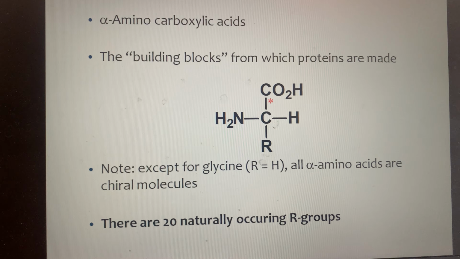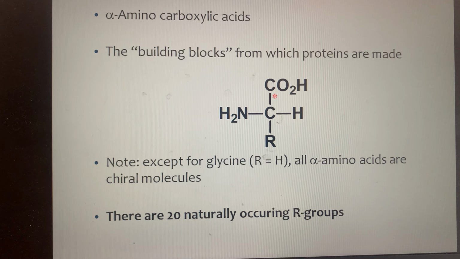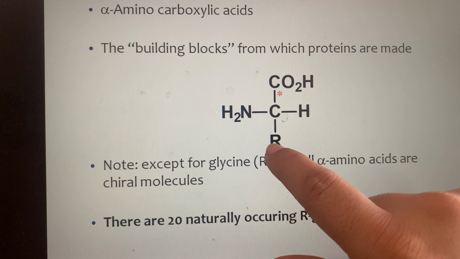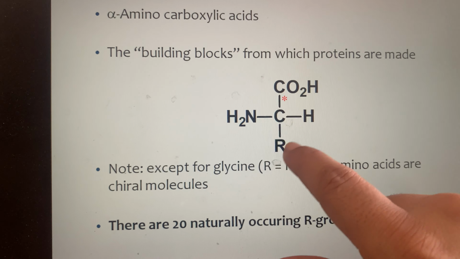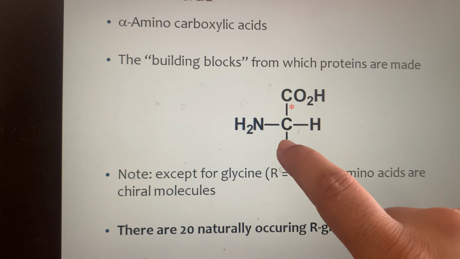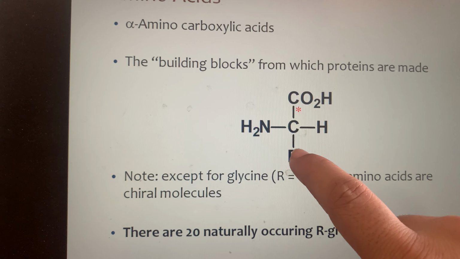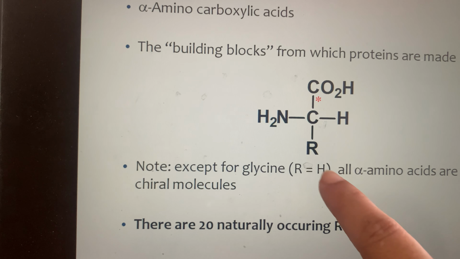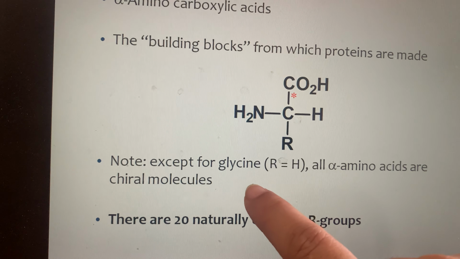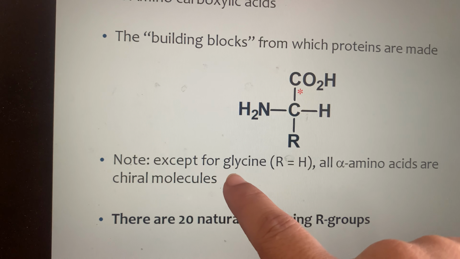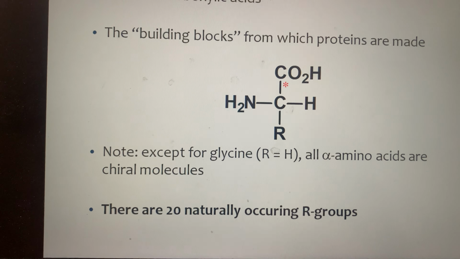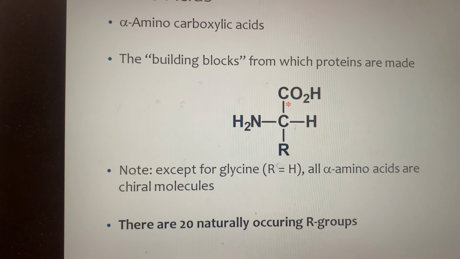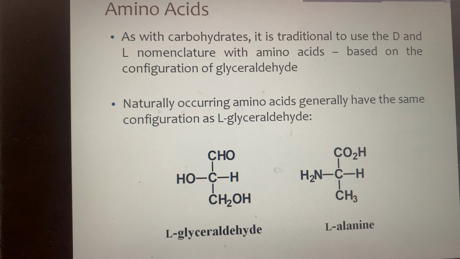The building blocks from which proteins are made, except for glycine, have a general R group. When the amino acid is glycine, R is H. Here, instead of any carbon chain, there is only hydrogen. All amino acids are chiral molecules. There are 20 naturally occurring R groups. We will discuss most of them in this lecture.